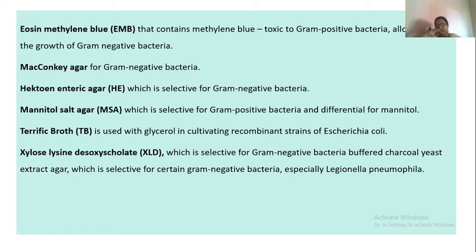Why is MacConkey a selective medium? Because it is selective for only gram negative bacteria. That means only gram-negative organisms can grow on MacConkey agar. Eosin methylene blue agar. So eosin methylene blue agar is also very selective for gram negative bacteria, and it has methylene blue in it, which is toxic for gram positive bacteria. So it does not allow the growth of gram positive bacteria. So likewise, I have put up some examples here that you can see, and you can learn what selective media are and how they help.